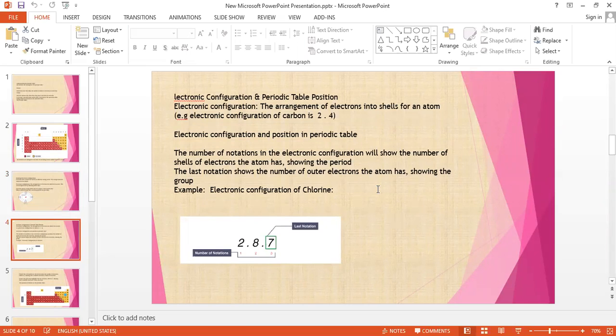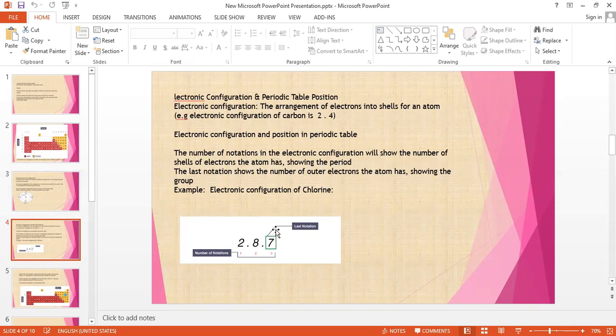Now the electronic configuration and the periodic table position. Electronic configuration is the arrangement of electrons into shells for an atom. The number of notations in the electronic configuration shows the number of shells the atom has, showing the period. The last notation shows the number of outer electrons the atom has, showing the group.